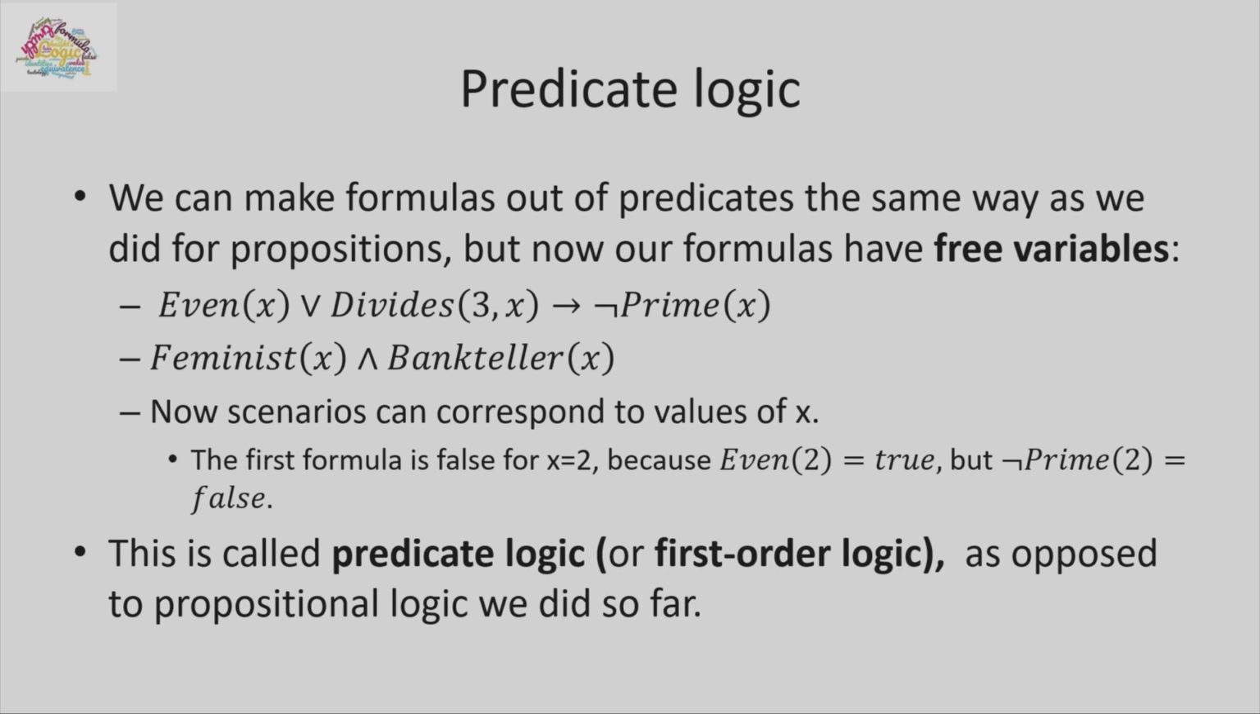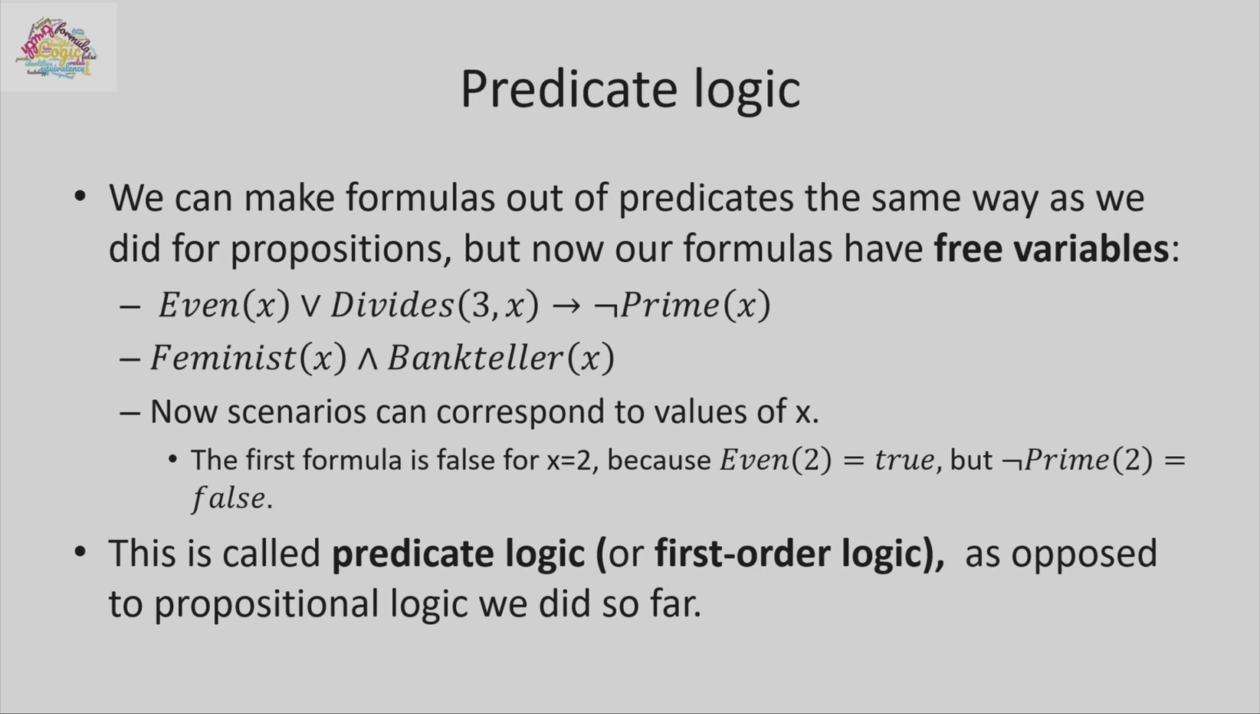What if we put in 3? Or 2? Well, in this scenario something else happens, because, for example, even of 2 is true. So even though 3 does not divide 2, we got something true before the implication, and then for the whole formula to be true, the x not prime has to be true, but 2 is prime. So therefore, the whole formula will be false if we put x equal to 2. But it's true if we put x equal to 5.